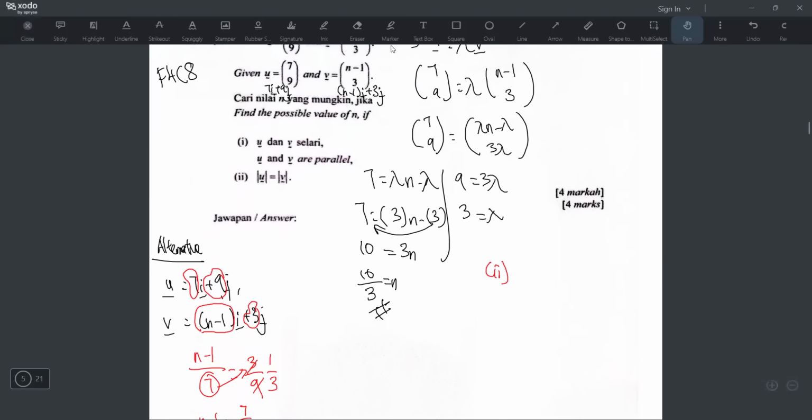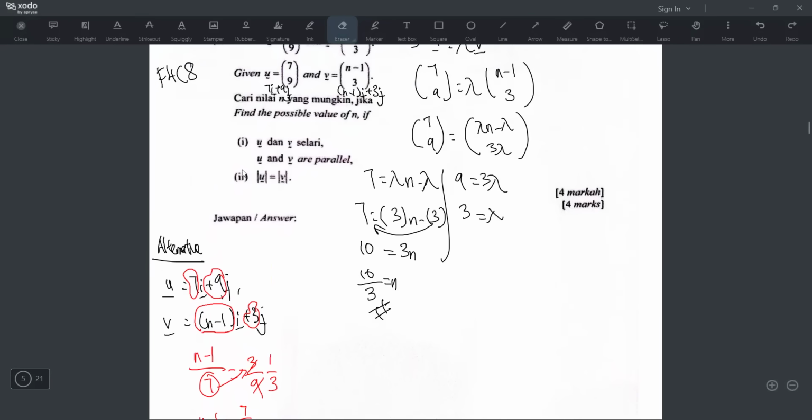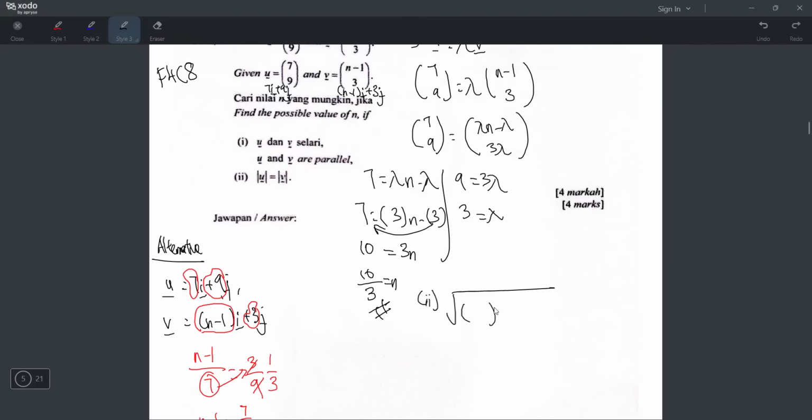So what they want is actually to find the magnitude of vector u and the magnitude of v. To find the magnitude of a vector, we have to use the formula. The formula for magnitude is square root of bracket square plus bracket square, and the bracket will be the coefficient of i and j. It will be the number before i and j. So what is the vector u in terms of i and j? 7 and 9. So this is 7 and 9.